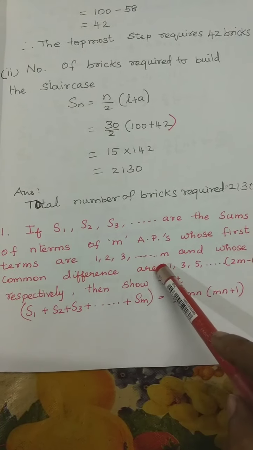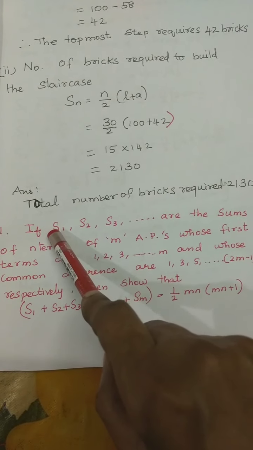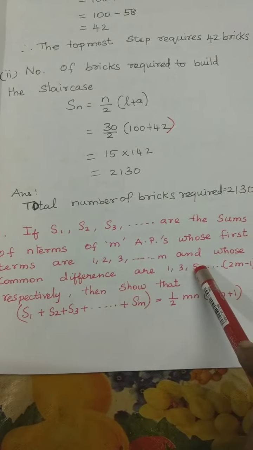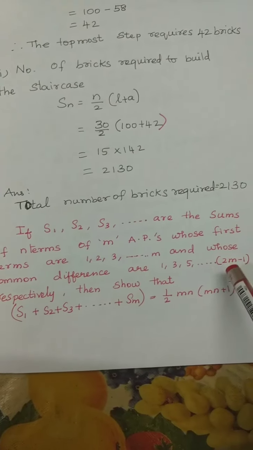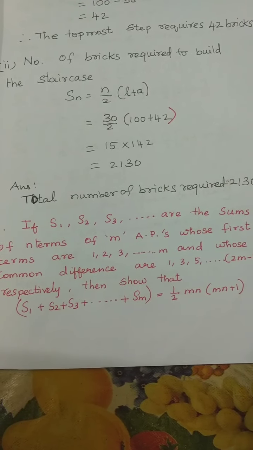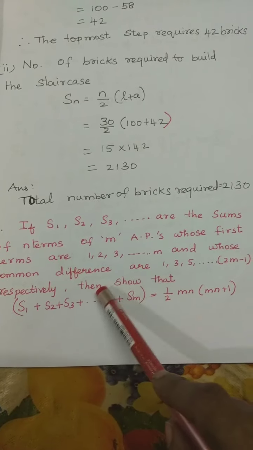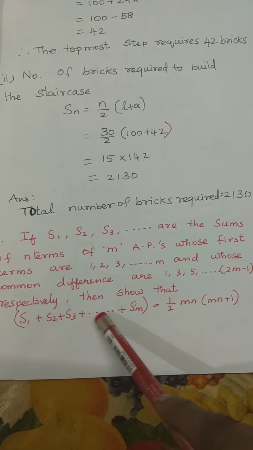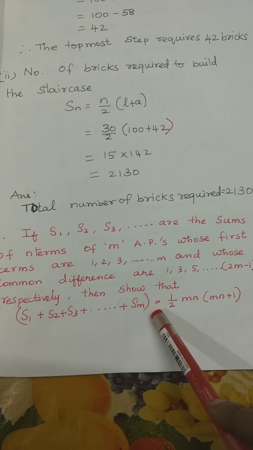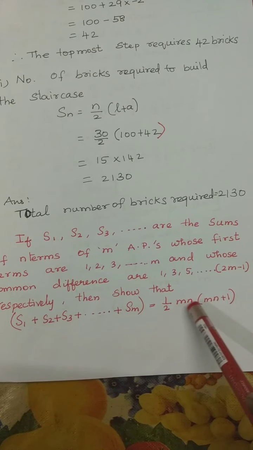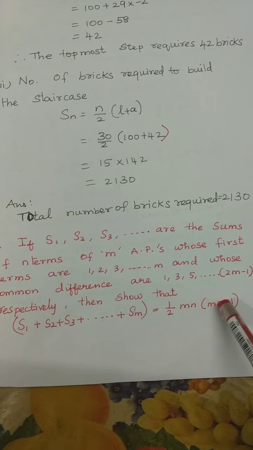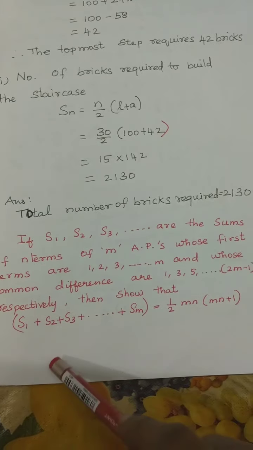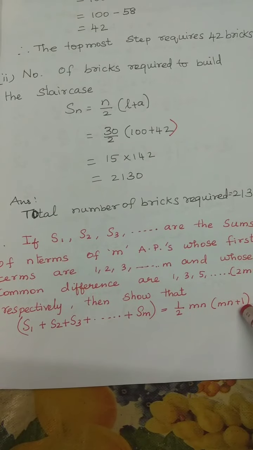The common differences are: for the first, d is 1; for the second, d is 3; for the third, d is 5; and for the last, d is 2m − 1 respectively. Then show that S1 + S2 + S3 + ... + Sm = 1/2 × mn(mn + 1). We have to solve this and show that this is equal to this.